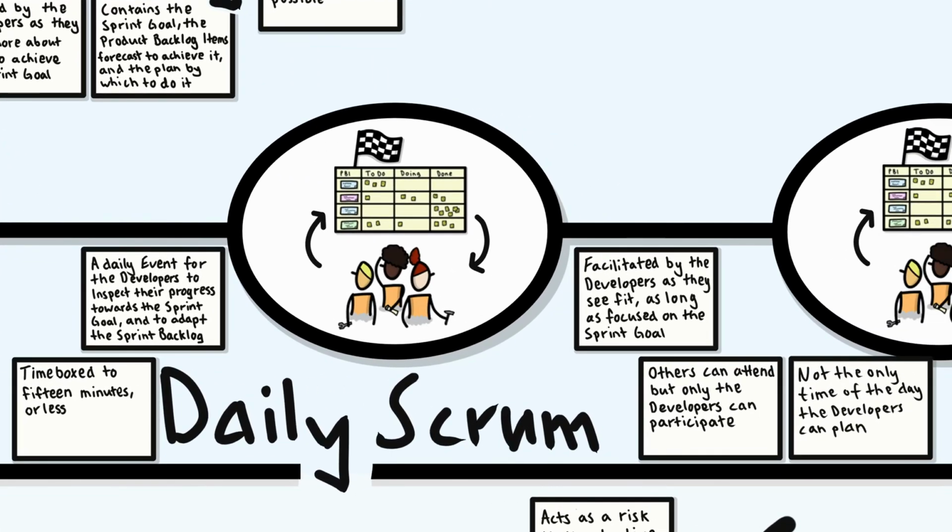The Scrum team is now hard at work to deliver a valuable increment, and the developers get together for the daily Scrum. It is a daily event for the developers to inspect their progress towards the sprint goal and adapt the sprint backlog based on what they've learned. The daily Scrum is time boxed to 15 minutes or less.